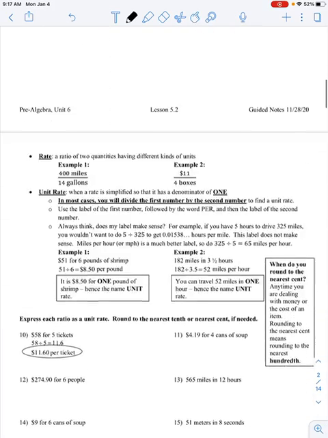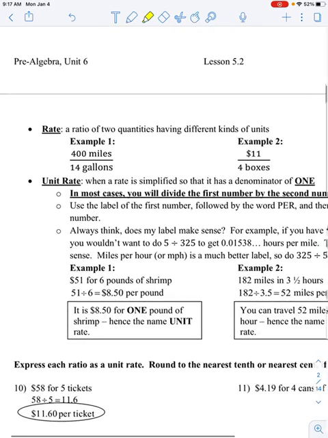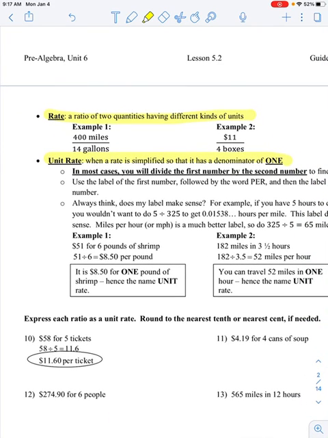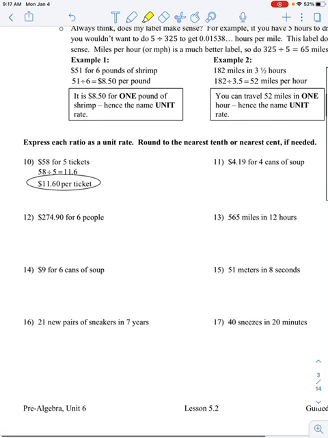All right, so let's get into rates. This is where a ratio of two quantities having different kinds of units. And the first one is miles per gallon. The second one there is money per boxes. And when we talk about unit rate, unit is how much for one. So when you go to the grocery store, if it's $11 for 4 boxes of Cheez-Its, how much are they charging you for 1 box of Cheez-Its? So you would divide. And you can see that down at number 10.